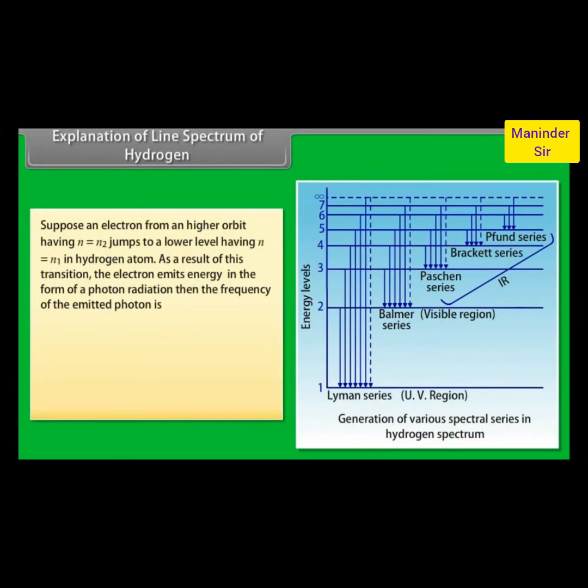Suppose an electron from a higher orbit having n equals n2 jumps to a lower energy level having n equals n1 in a hydrogen atom. As a result of this transition, the electron emits energy in the form of a photon radiation. Then the frequency of the emitted photon is: frequency equals 3.29 into 10 raised to the power 15 into 1 by n1 square minus 1 by n2 square per second. In terms of wave number, it is 109677 into 1 by n1 square minus 1 by n2 square per centimeter.